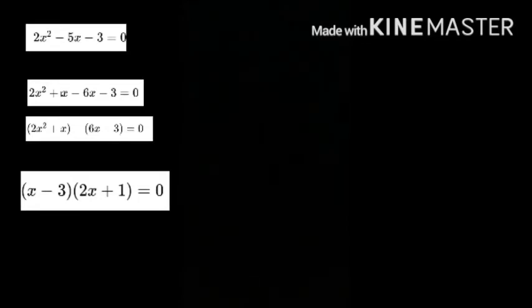And don't forget, we will now use the zero product property. x minus 3 equals 0 and 2x plus 1 equals 0. The next thing we will do, add their additive inverses. So, for x minus 3, the additive inverse of negative 3 is 3. So now, x is equal to 3. But 2x plus 1 equals 0 is different. So first, we will add their additive inverses. So it will become 2x equals negative 1.